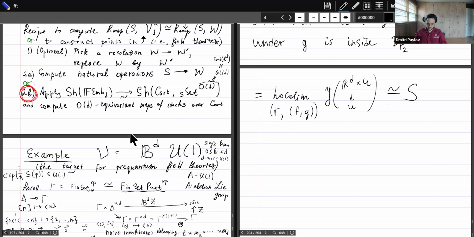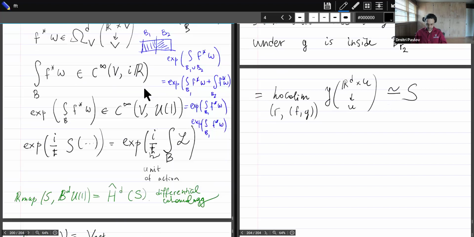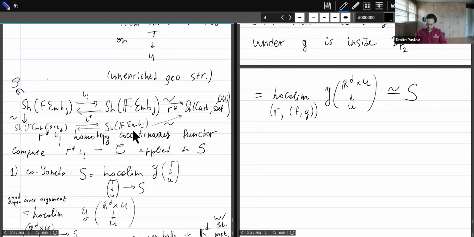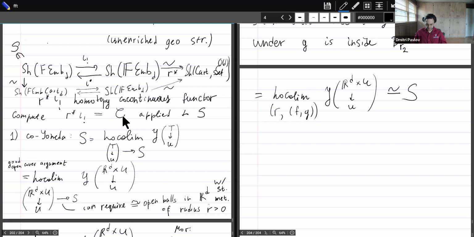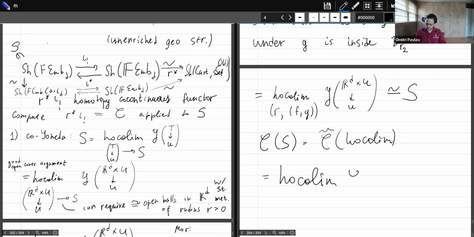Now, our goal was to compute this functor, C applied to S. C is this homotopy co-continuous functor that sends a representable pre-sheaf here to the corresponding representable pre-sheaf here, and then here it will become, well, let me just show to you what it will become. So C of S is C of this homotopy co-limit, and C is a homotopy co-continuous functor. So we can move C inside of the homotopy co-limit.